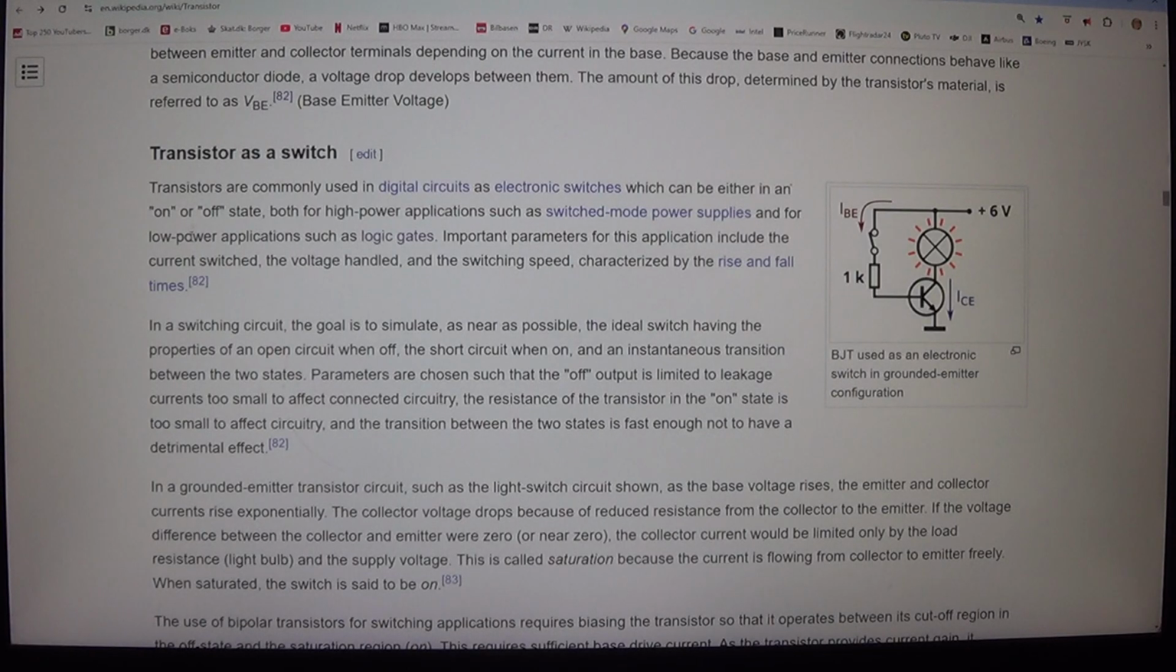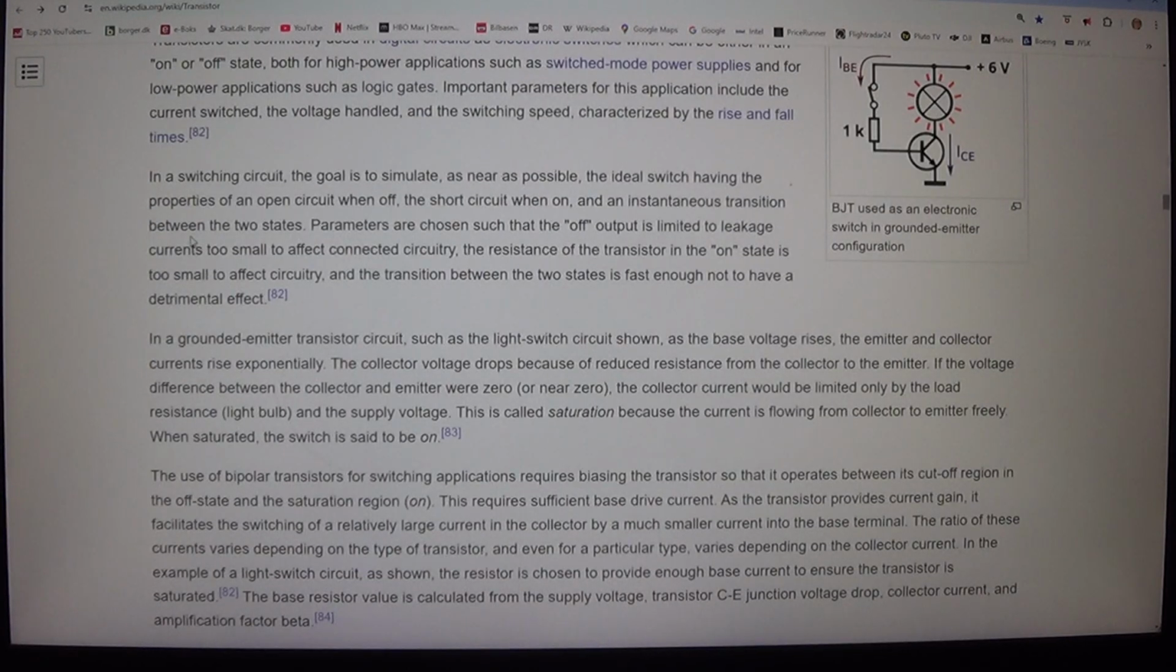and fall times. In a switching circuit, the goal is to simulate, as near as possible, the ideal switch having the properties of an open circuit when off, the short circuit when on, and an instantaneous transition between the two states. Parameters are chosen such that the off output is limited to leakage currents too small to affect connected circuitry. The resistance of the transistor in the on state is too small to affect circuitry, and the transition between the two states is fast enough not to have a detrimental effect.